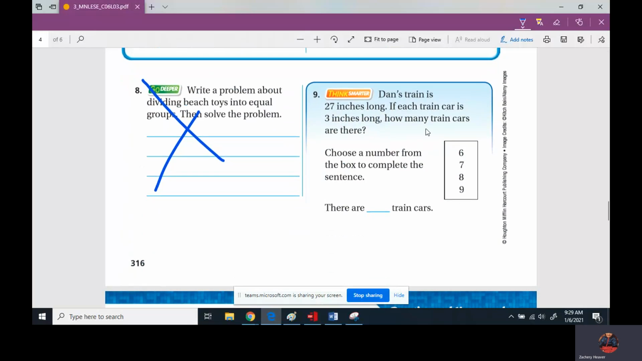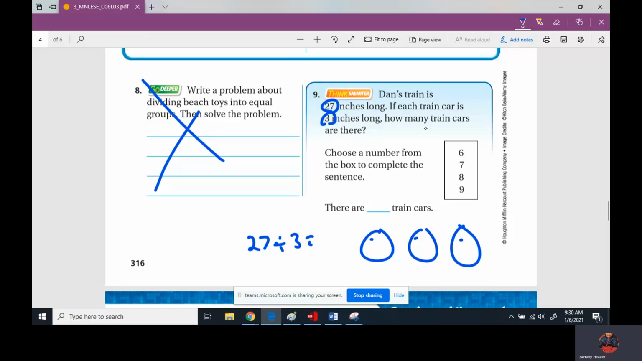Dan's train is 27 inches long. If each train car is 3 inches long, how many train cars are there? So this is going to be 27. Dan's train is 27. Yeah, 27 divided by 3. Or we have 3 groups, and we can count to 27.